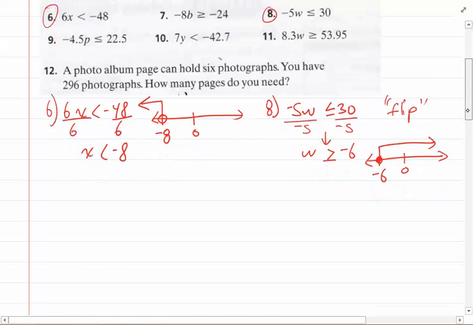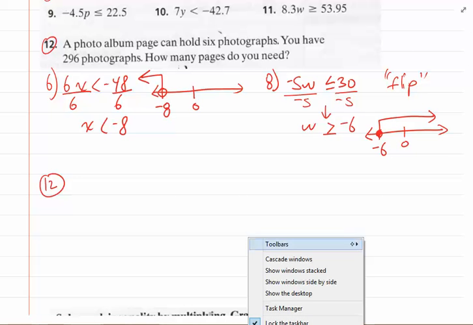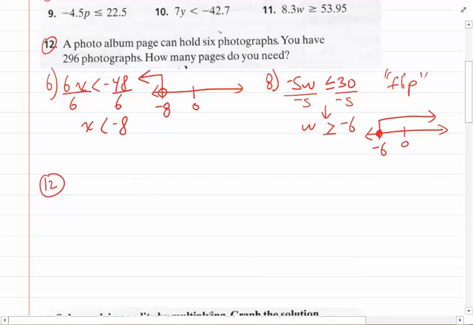Okay, let's look at number 12 real quick here too. A photo album page can hold 6 photographs. You have 296 photographs. How many pages do you need? So we need at least something to fit 296 photos, right? And we know one page can hold 6. Maybe we use 6 times p, we use p for page, is greater than or equal to 296.